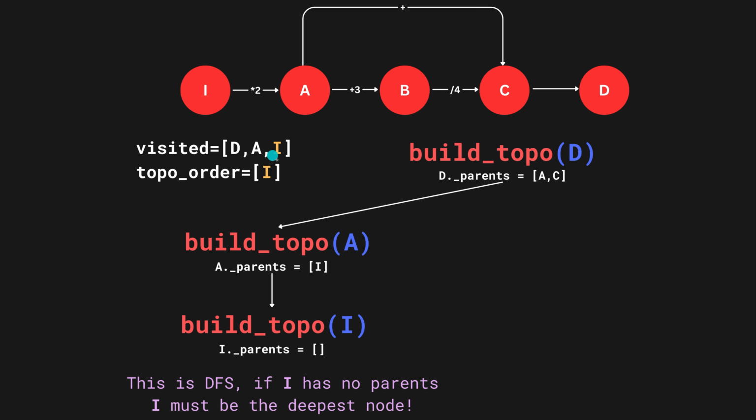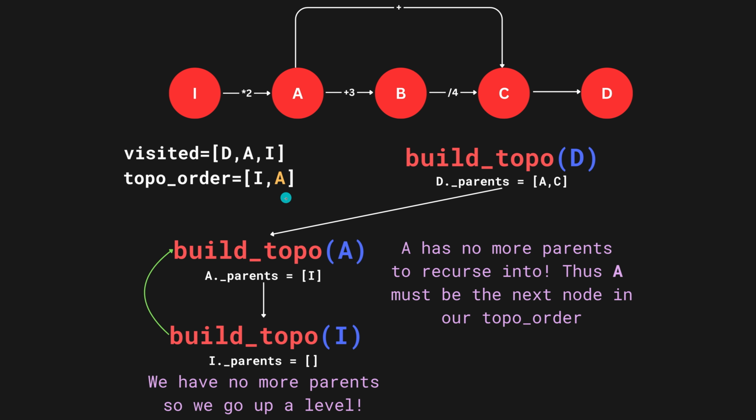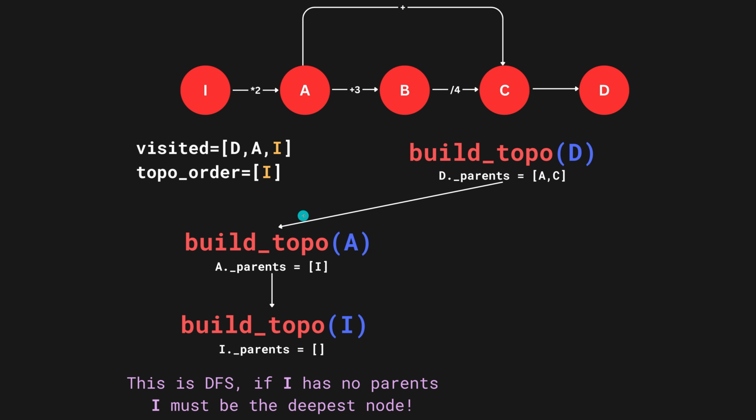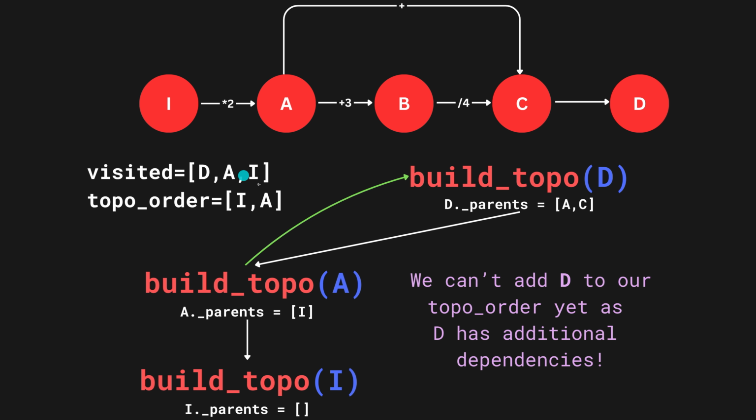Good. And of course, because we've visited I in that last step, we can also add I to our visited. We'll see why we do the visited in just a bit. And so we're good to go. We've added this A on. Now we've completed A, and we're going to go back to D. We jump back from A all the way to D again. But D can't be added to our topo order yet.